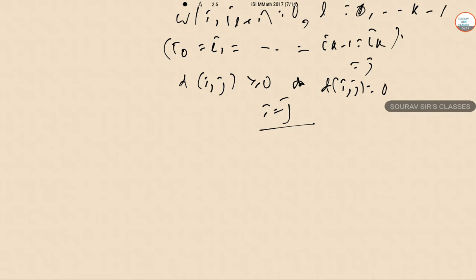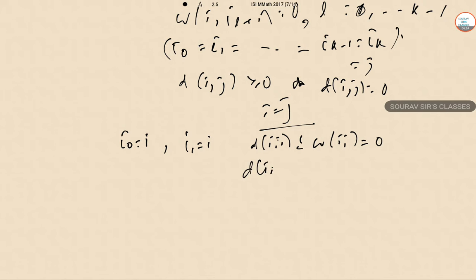Now if we consider the other path, that is i0 equal to i and i1 equal to i, then D of ii will give you this value. But D of ii is greater than or equal to 0, so D of ii is equal to 0. So this proves that D of ii equals 0, and D of ij equal to 0 proves i equals j.